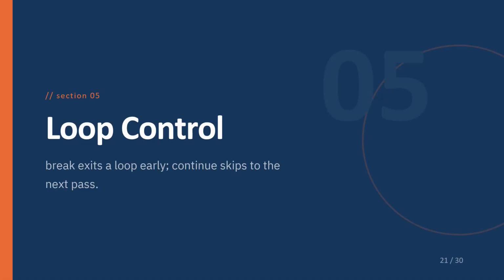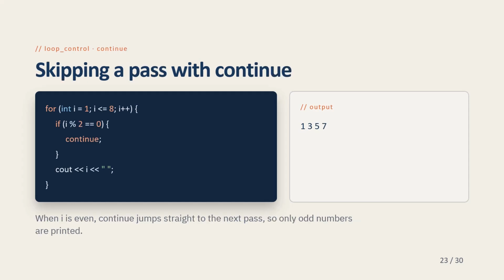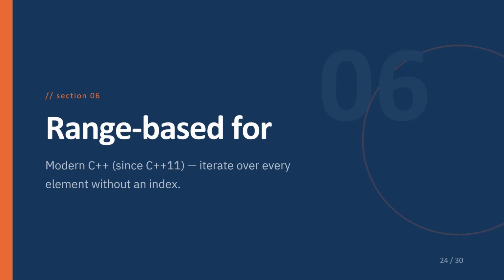Next comes the loop control statements. Sometimes we need to alter the normal flow of the loop. C++ provides break to terminate a loop immediately and continue to skip the current iteration. So here comes the break statement. The break statement exits the loop as soon as the specified condition is met. Any remaining iterations are skipped here. Next is the continue statement. The continue statement skips the remaining statements in the current iteration and moves directly to the next iteration.